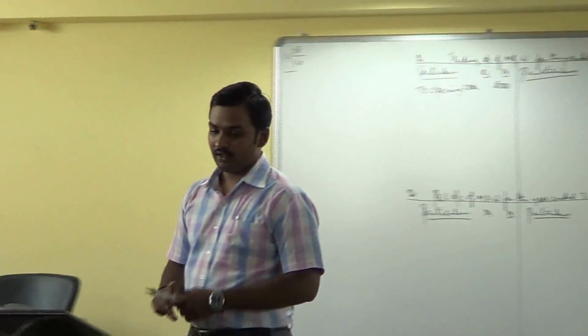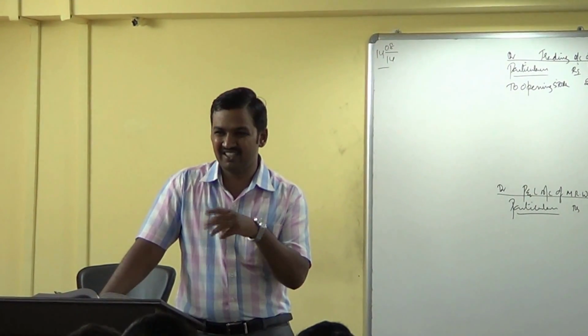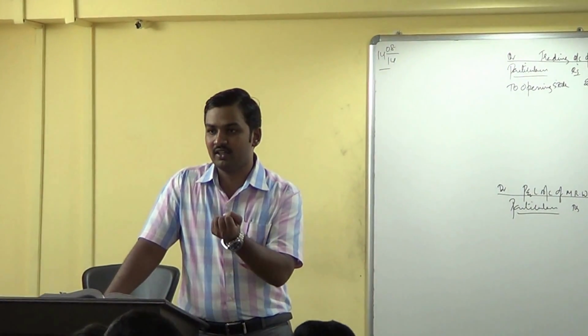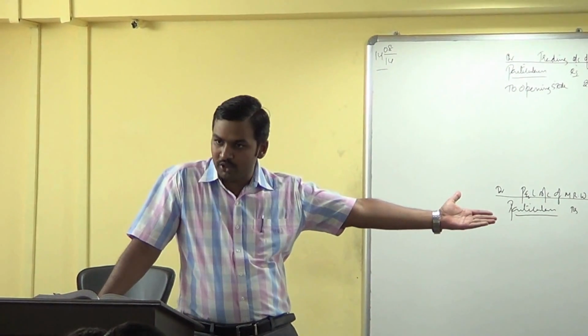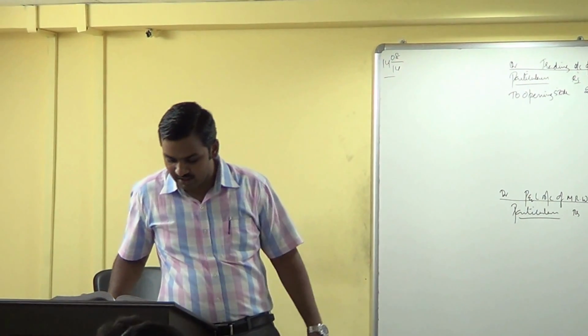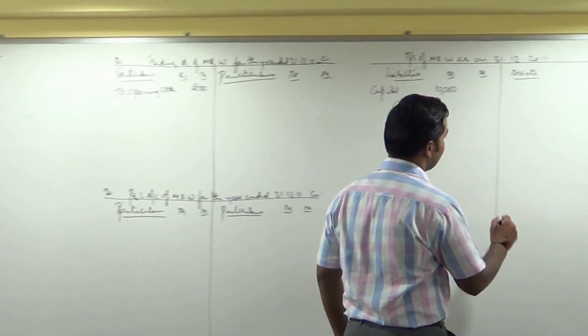Next, cash in hand. Now, what is cash in hand? Is it an expense? Is it an income? It is an asset. The most liquid asset. Hence, it should be shown in the bottom of the balance sheet on the asset side. Cash in hand, 1,440. Yesterday I gave you the format.